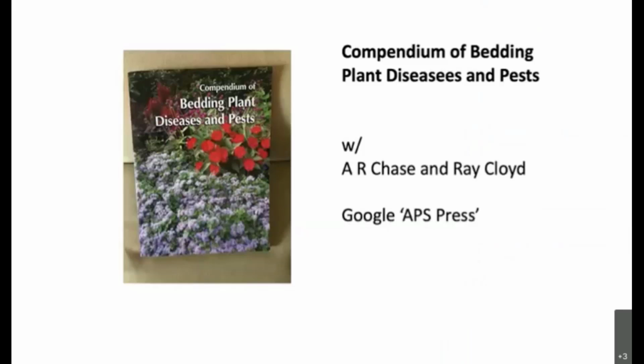Leanne mentioned this book. I just wanted to show it to you again because there's not enough room in one talk to tell you about all the diseases that can affect bedding plants. But if you'd like to learn more, this is a way to get a lot of in-depth information about the pathogens that can affect plants.